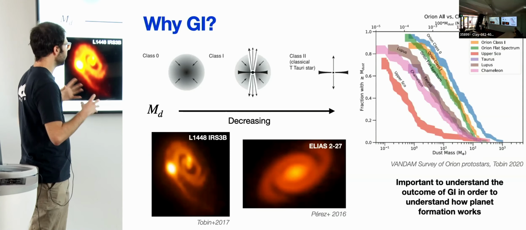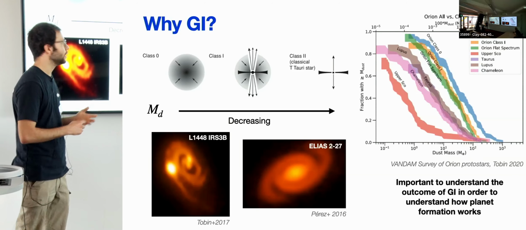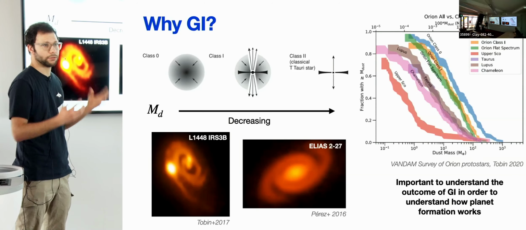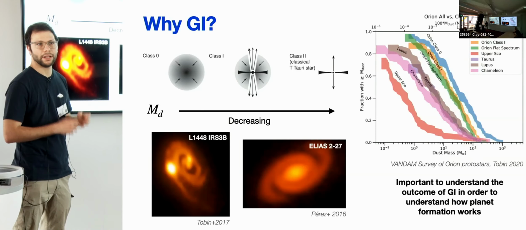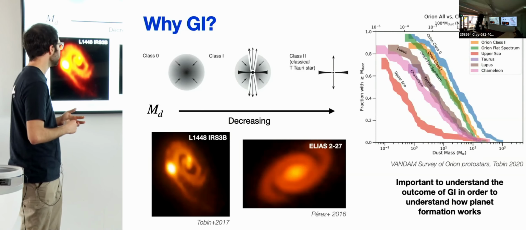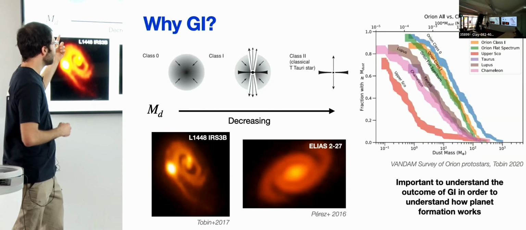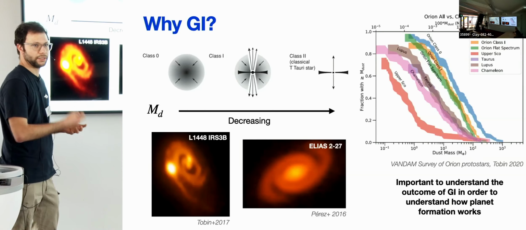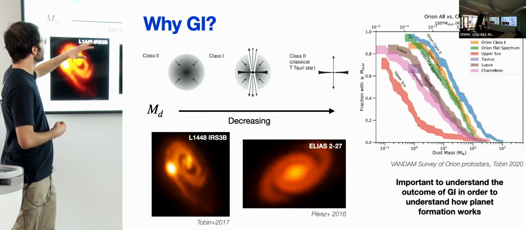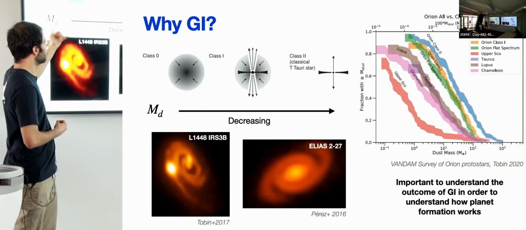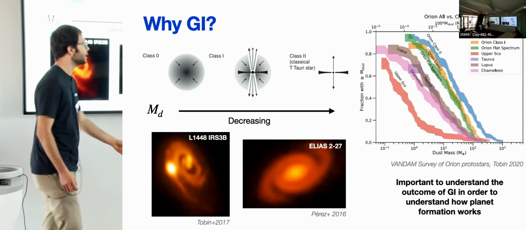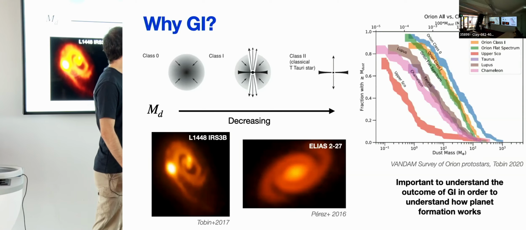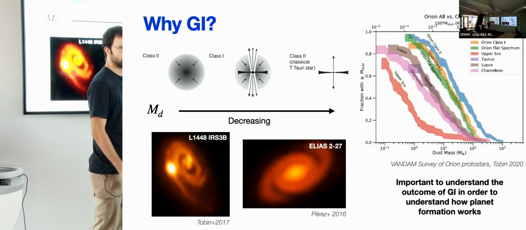Finally, class 2 disks are basically discs without cloud contamination, where we can observe the structure very well from dust continuum emission. Of course, the disk mass is a decreasing function of the age of the system, so we expect systems in class 0 to be more massive than systems in class 2. This can be seen observationally if we look at the cumulative disk mass function in different star-forming regions.